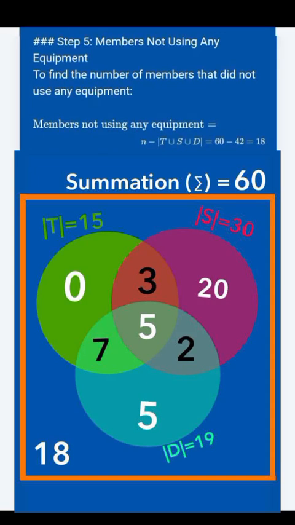Let us start answering the tasks that we are given. The first task was all about finding the number of members that did not use any equipment, and those ones we have already calculated. Our answer is 18 members that never use any equipment.